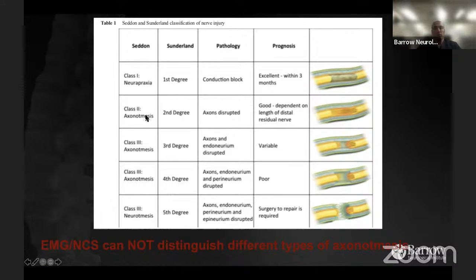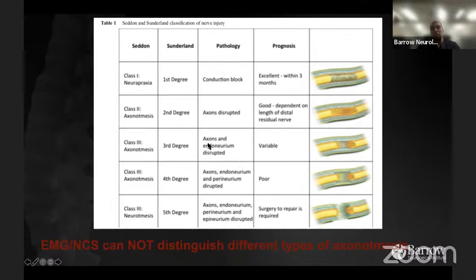Sunderland's contribution, as I mentioned, is the granular information about the different types of axonotmesis that are based on the structures that are disrupted. And these are pathological findings, meaning that they can only be distinguished under microscopic examination by pathologists, not based on electrodiagnostics. So in the second degree, the most favorable type of axonotmesis, only the axon is disrupted. These also have a good prognosis.